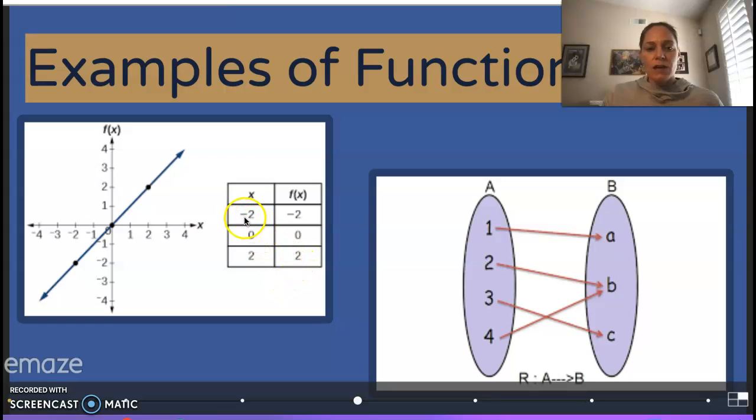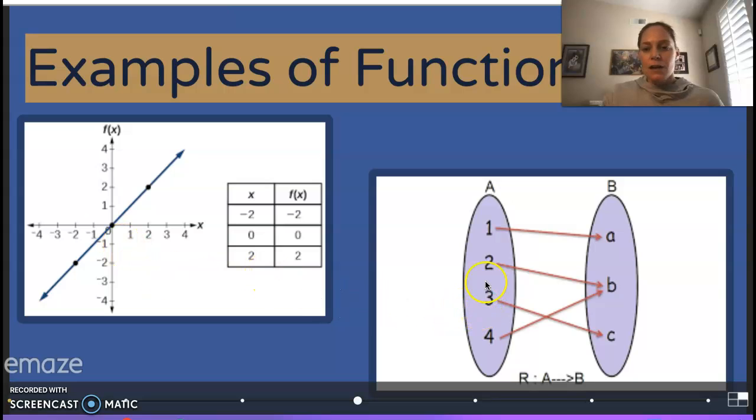And again, you have x, when x is -2, the output is -2. When the input is 0, the output is 0. And then when the input is 2, the output is also 2. So that right there represents a function, as well as this one over here.